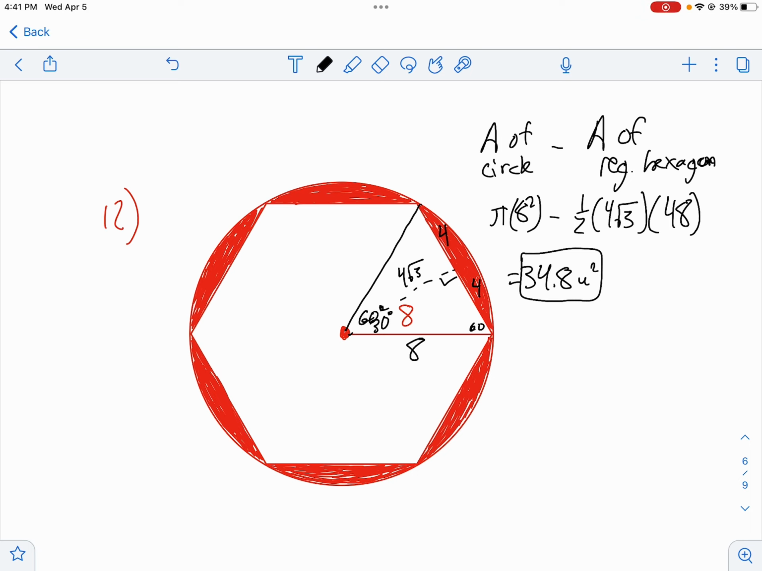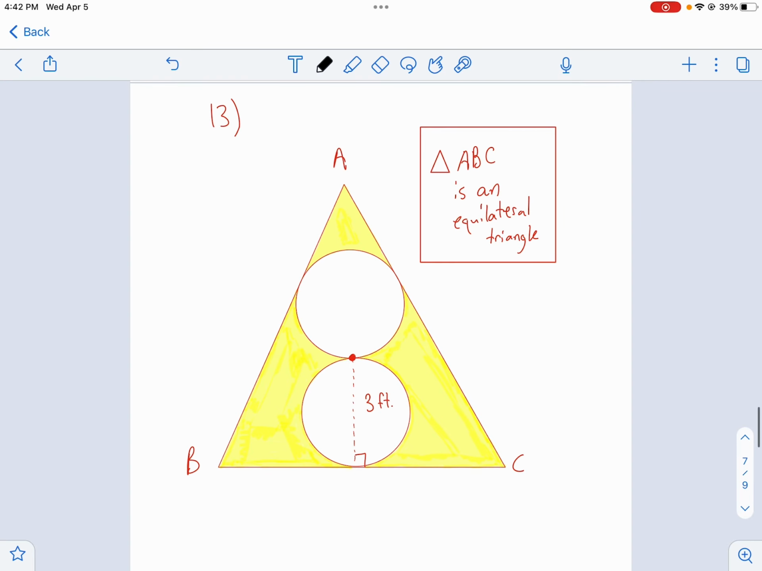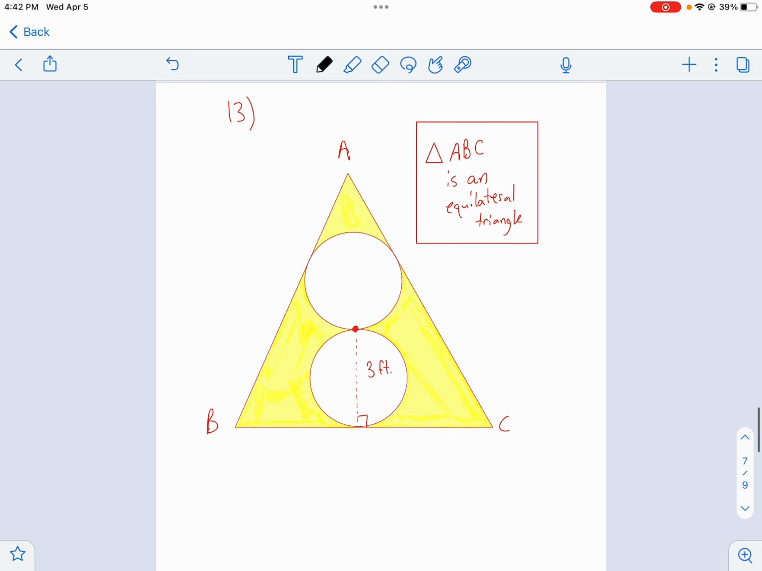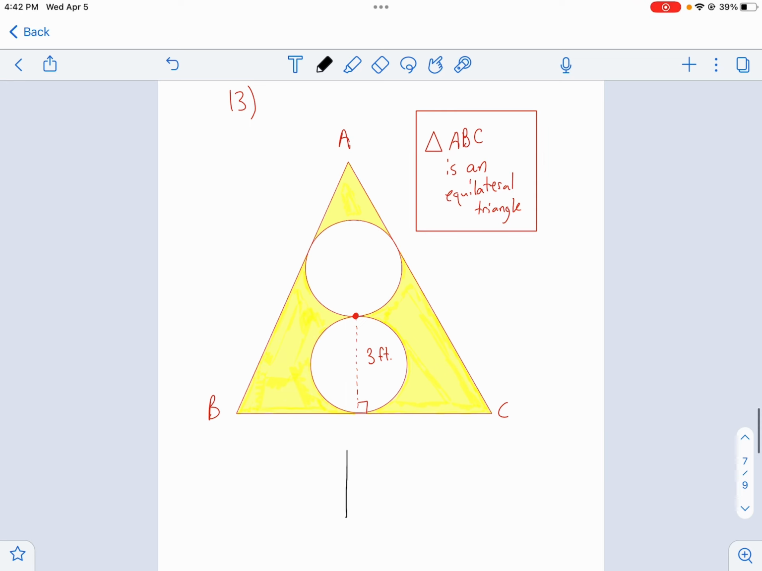You can also have done the sector and subtract the triangle, find that shaded region and multiply by 6. You could also do that. That may be faster for you. It just depends. 13. I think this is a really fun question. So let's take a look at it. ABC is an equilateral triangle, meaning all these sides are the same. It's a regular polygon is what it's saying. So we're really going to be working with this right triangle, where this is 3.